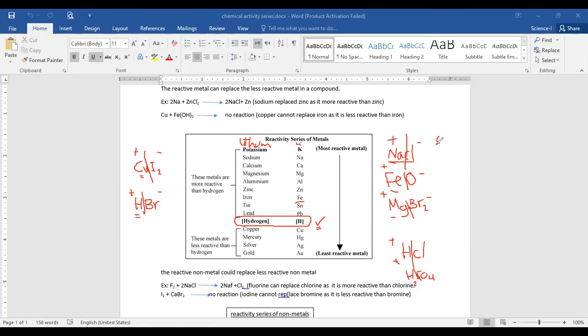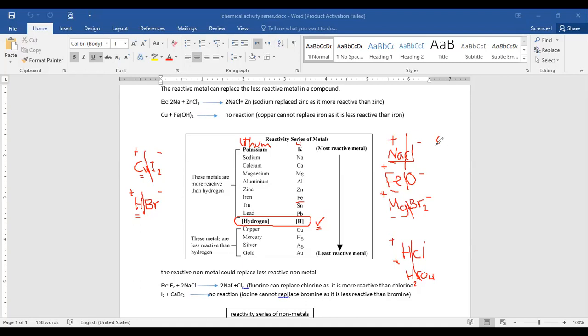Mister, but non-metal and non-metal. Yes, you talk about non-metals. So the question must be modified. We don't ask about gases or liquids. We ask about non-metals, okay? So here, the basic thing that we depend on first is metals.